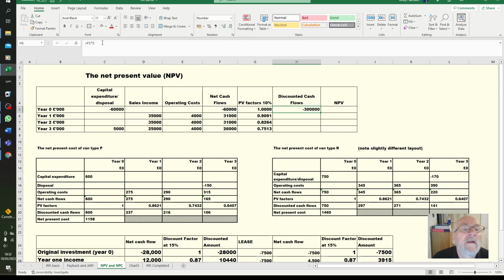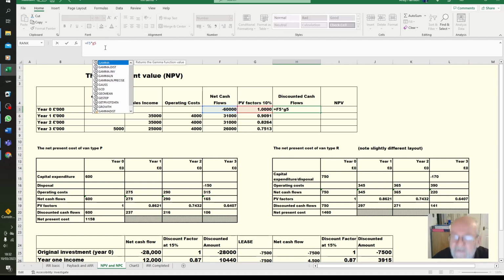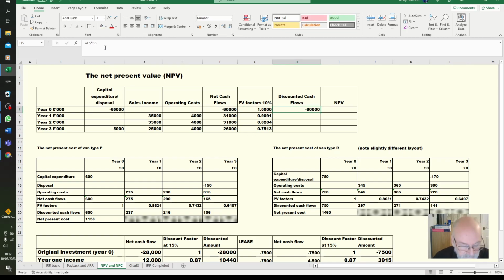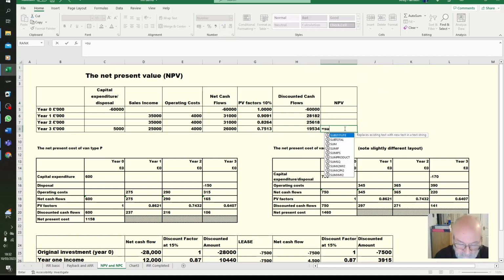What have I done wrong there? I missed out a letter. That's better. We've seen those numbers before, but the net present value, we're not worried about the cumulative or anything like that, we're just worried about the end result. So I'm just going to add the discounted cash flows and discounted net cash flows up.